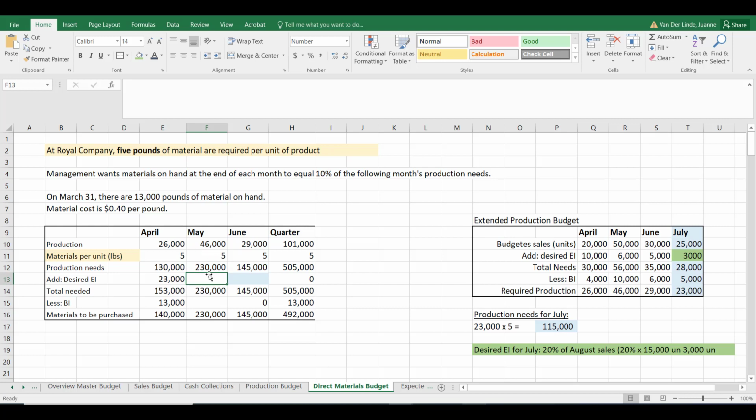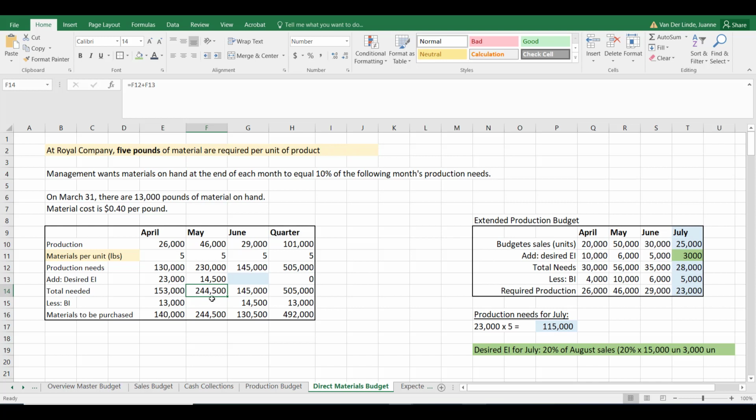I know I need 230,000 pounds of raw materials for May, but now we're going to add the desired ending inventory. So I want to end this month with 10% of the next month's production needs. So next month I need 145,000 pounds. So we're going to find out what 10% of 145,000 is, which should be 14,500. So if I need 230,000 pounds of raw materials for production, but I also want 14,500 left over, that means I need, in total, 244,500 pounds of raw materials just for May.